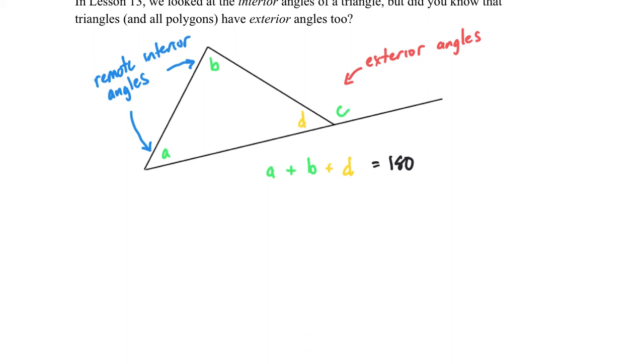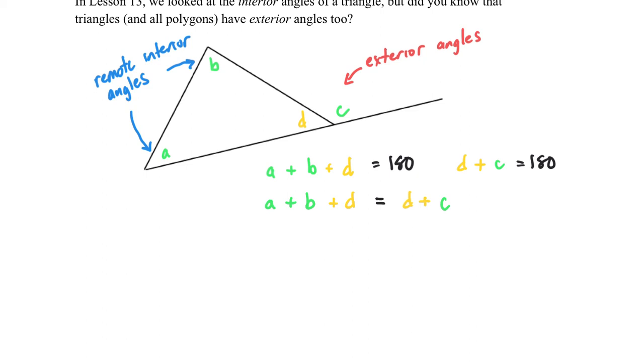Now we also know at the same exact time that this angle and this angle make a linear pair. So we also know that angle D plus angle C also equals 180 degrees. So look, watch what I can do with this. I've got these three angles added together equal 180, and these two angles added together equal 180. So now I can say, okay, well then they must equal each other. So I can say angle A plus angle B plus angle D equals angle D plus angle C.